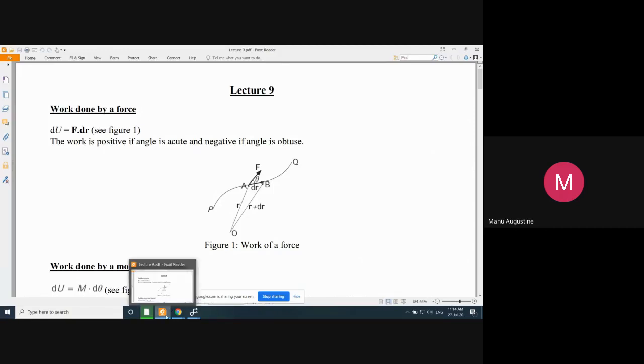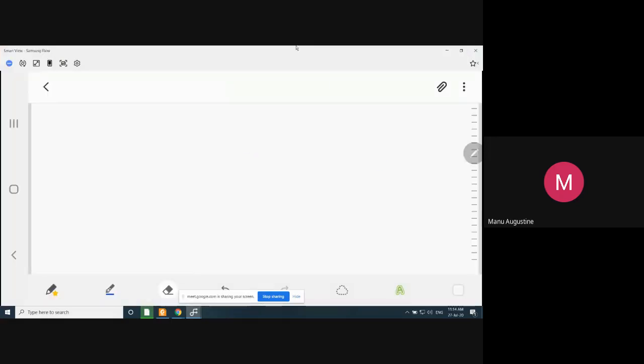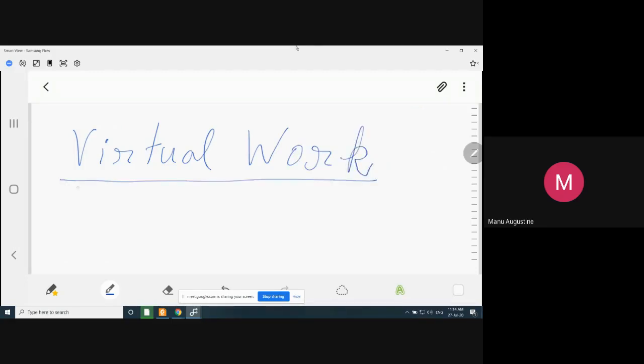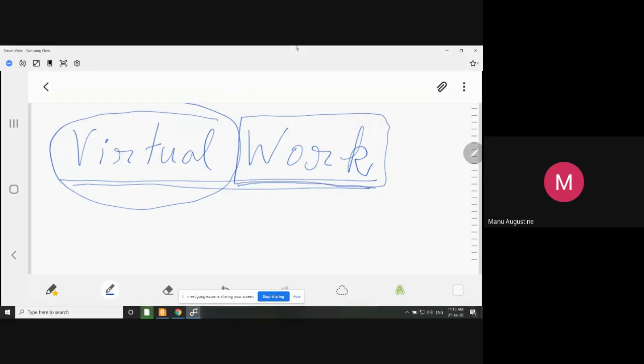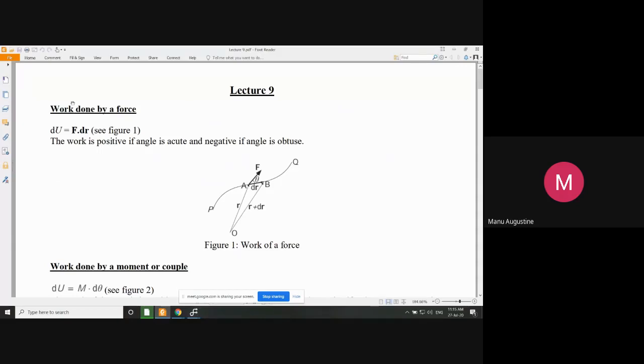Now, today we are going to learn a new topic by the name of virtual work. Before we start with the concept of virtual work, we must clarify our existing concept of work. So let us start with the work done by a force.